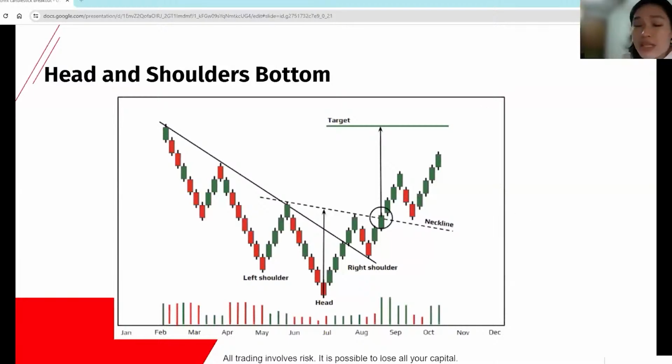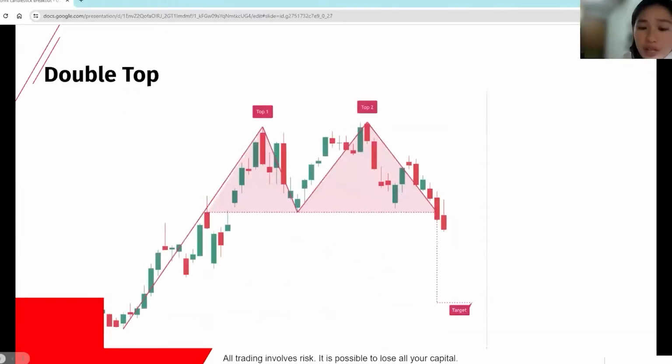Next let's look at the double top. These are pretty common as well.